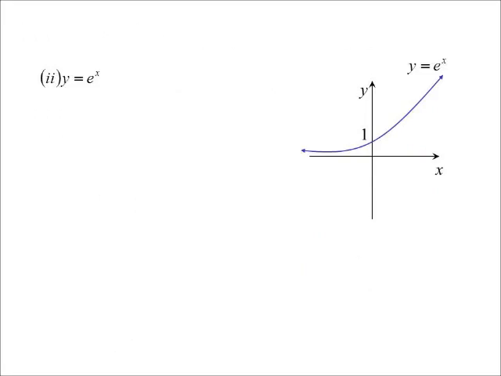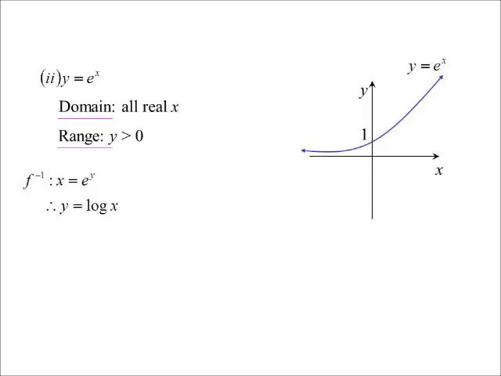Y equals e to the power of x. We know what that one looks like. It's our exponential curve. Domain, all real x. Range, y is greater than 0. Swap the x and the y's around, so x is e to the y. To undo the exponential, we log both sides. So y equals log x is the inverse.